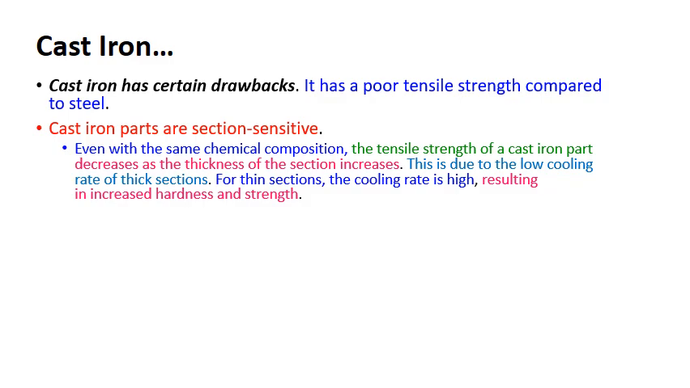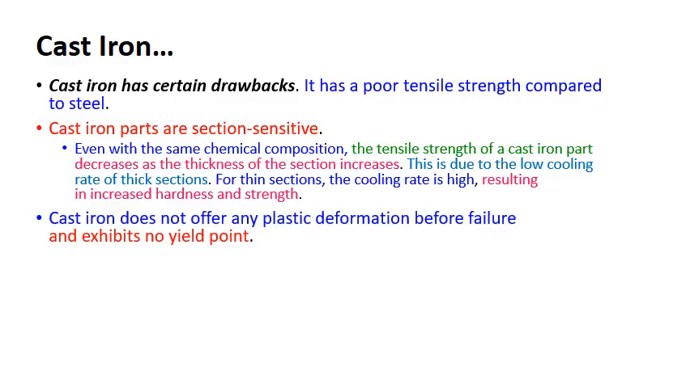As soon as you pour into the mold, let us assume for a thick section, the thick section will take more time to cool. That is, the cooling rate is very low, right? Whereas for thin sections, the cooling rate is very high. It can cool very fast, and hence its hardness and strength will increase. You remember your cooling rate diagrams from your material science, right?